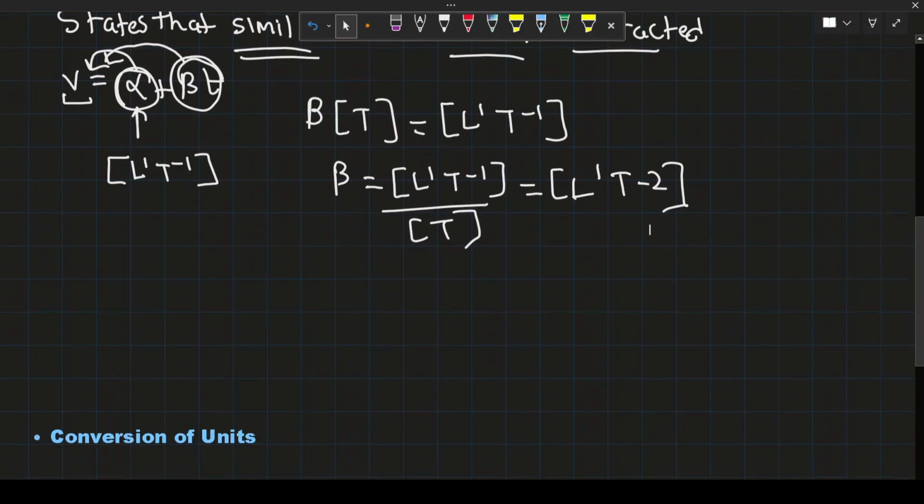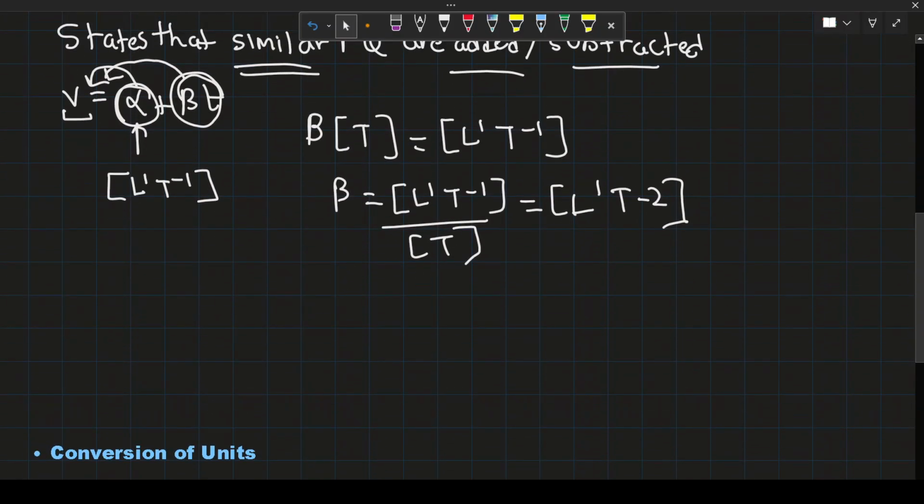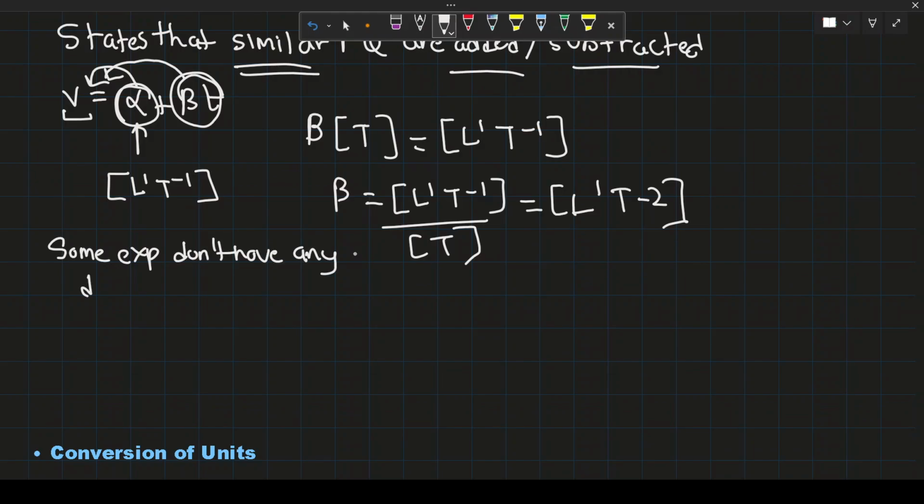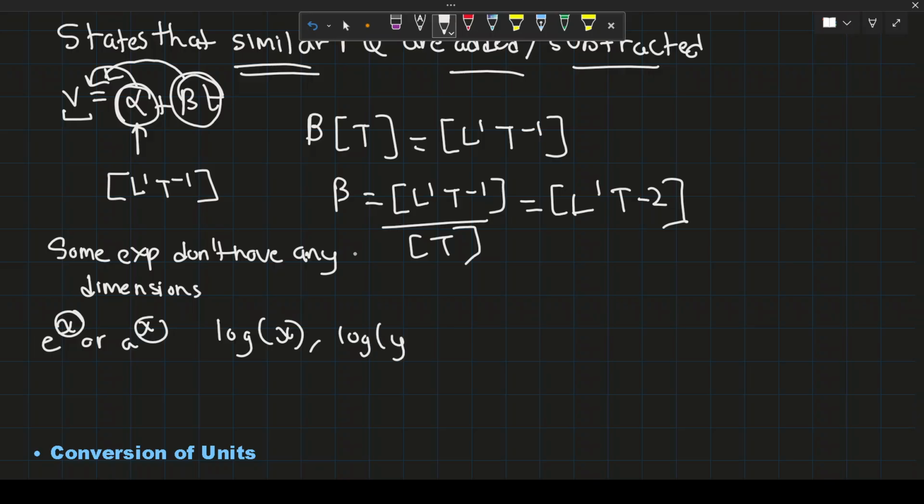Some things which we need to keep in mind is that some expressions do not have any dimensions, like let's say for example e raised to x or any number raised to x. Here x will have no dimensions. Similarly, anything which is enclosed in log, let's say log x or log y, here x and y will not have any dimension. Similarly, sine theta, or anything like tan y, any angles will not have any dimension, they are dimensionless. So theta and y over here are dimensionless.